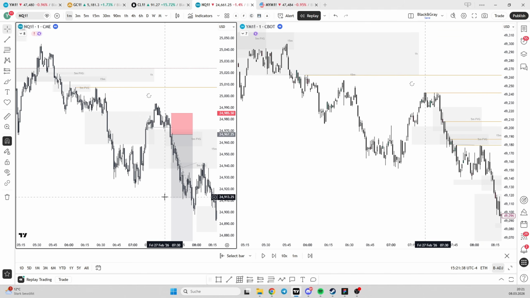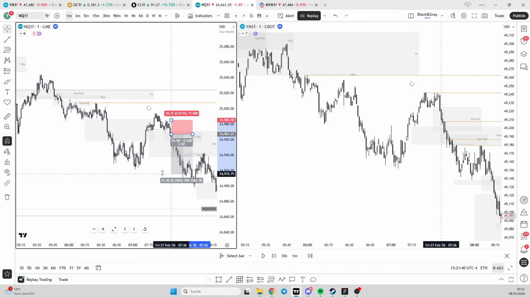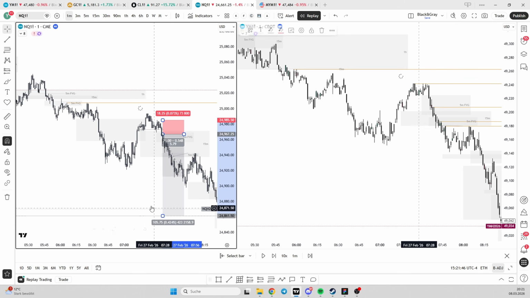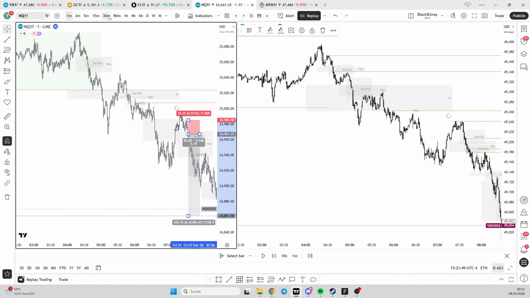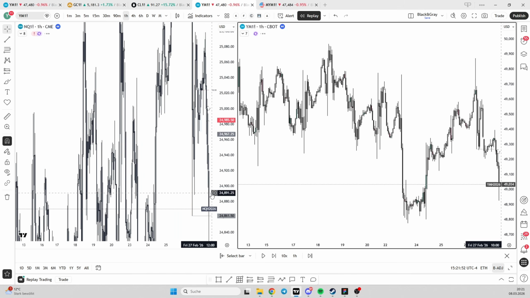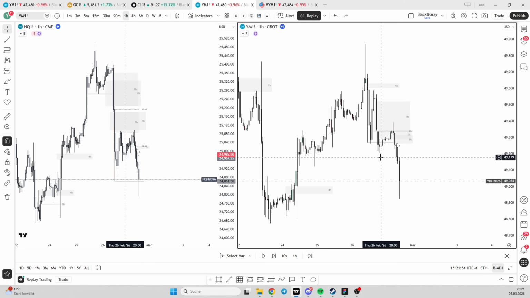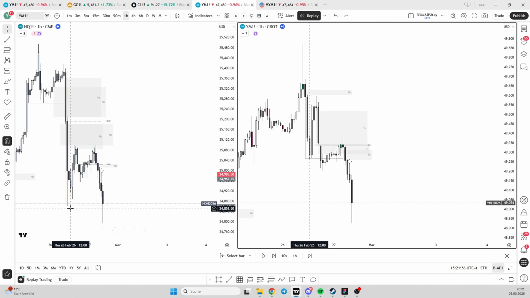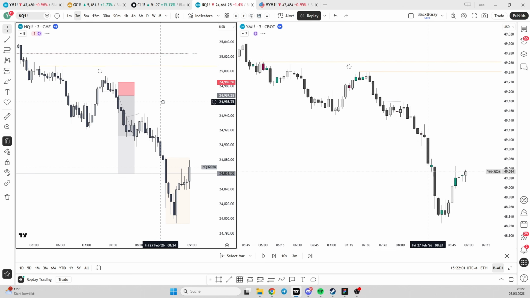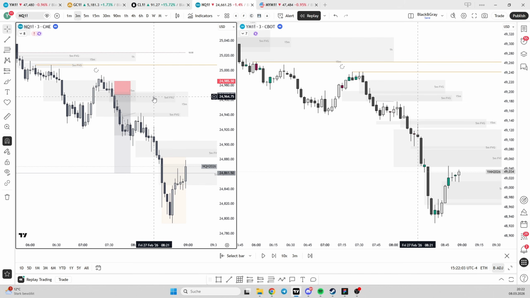I took it to this low because this was 2.5 hour, which is fine for me, but you could have targeted the same low which NQ already took here. This is this one, and yeah, this was a nice trade for a strength switch continuation.